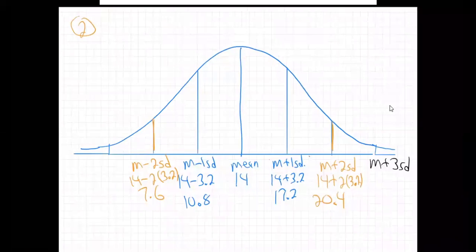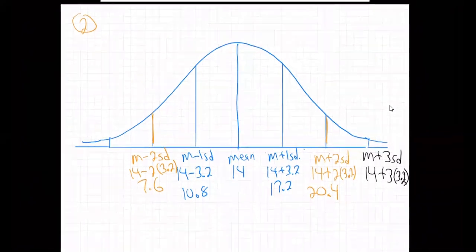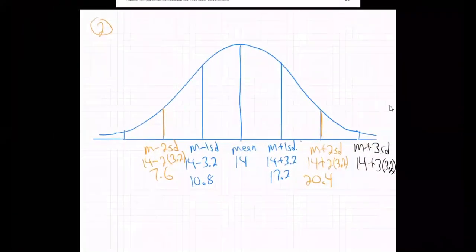So that's going to be 14 plus 3 times 3.2. See, I'm just taking the middle number 14 and I'm adding 3 times 3.2. Let me write that a little better. The middle plus 3 times 3.2, because 3.2 is the standard deviation. So you're just adding 3 standard deviations. 3 standard deviation jumps comes out to 23.6.